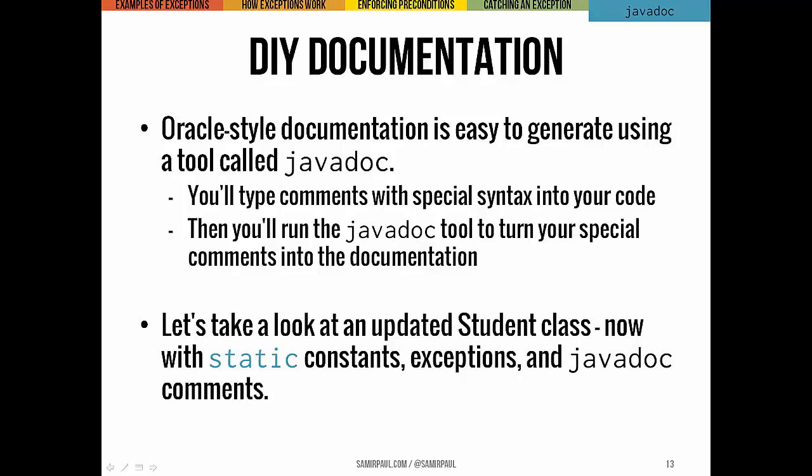We typically mark things like a summary of the class's purpose, method parameters, return values, and exceptions. Those are some common things that we often put into JavaDoc comments. Then you just run the JavaDoc tool, which we'll talk about in just a second, and it's going to turn your comments into documentation. We'll take a look at the updated student class, which now has some static constants and some exceptions, and we'll generate JavaDoc documentation for it.